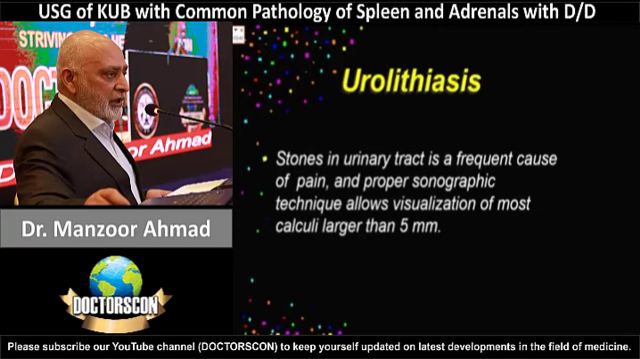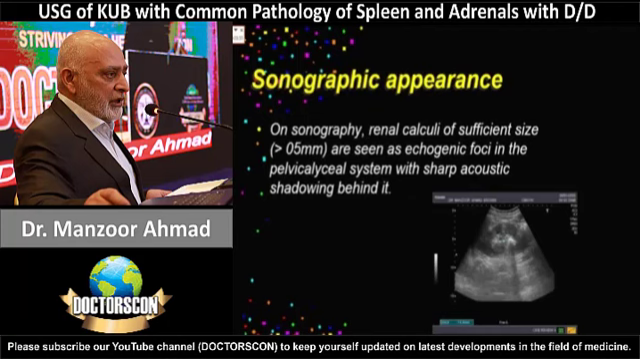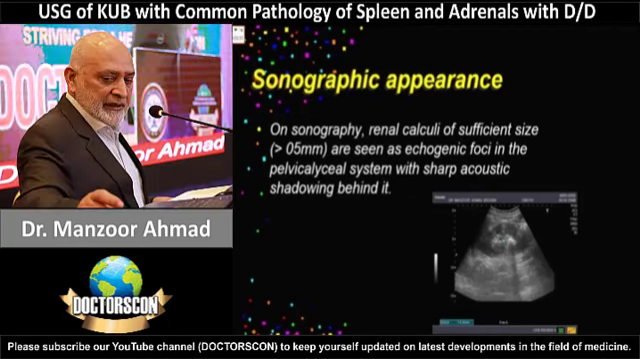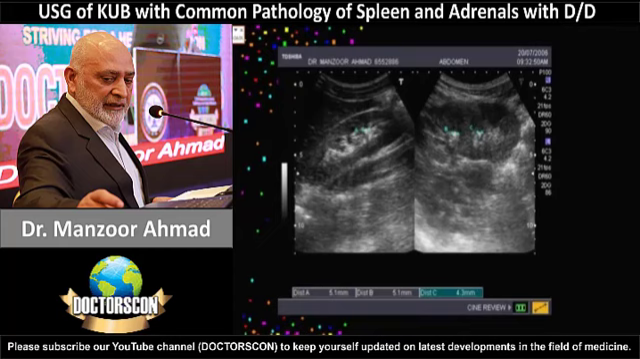The commonest finding in the renal system is stones, which we can see with proper evaluation. Stones of more than 5 millimeters are visible as an echogenic focus with shadowing behind. If they are small, less than 5 millimeters, such stones should be more echogenic than the adjacent renal sinus. They may not produce shadowing behind, but they are more echogenic.